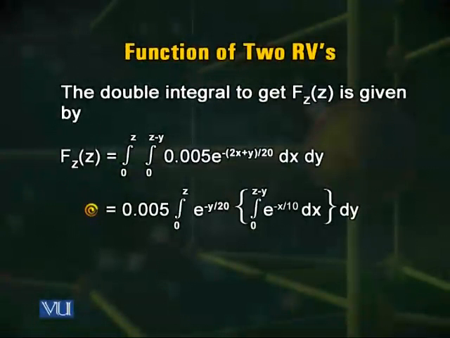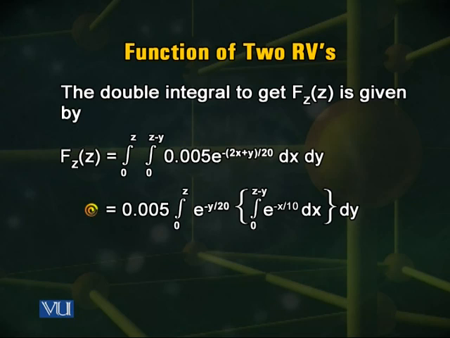In this double integral, because of the independence of two random variables x and y, we can separate the joint density into two functions, and the function which is not dependent on x can be brought outside the integral of x. Hence, in the next line you see that I have taken the constant 0.005 outside, and then there is the integral with respect to y, which includes e raised to power minus y over 20, and then inside there is an integral with respect to x, which starts from 0, ends at z minus y, and it only integrates the part which involves x, that is e raised to power minus x over 10.